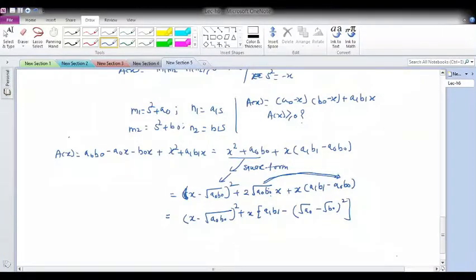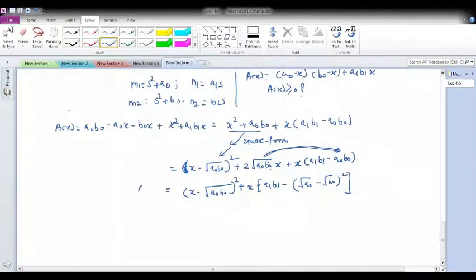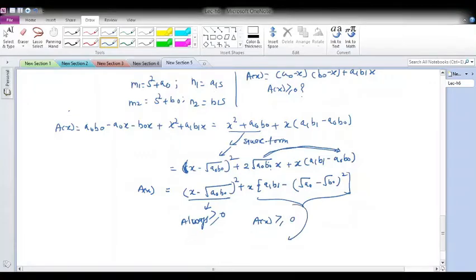Okay, so now in order to have the PR, let us check when this a of x will be greater than or equal to 0. So this is a square, so it is always greater than or equal to 0. Now the problem is here, this may be positive, this may be negative. Okay, so in order to have a of x always greater than or equal to 0, what should be the condition here?